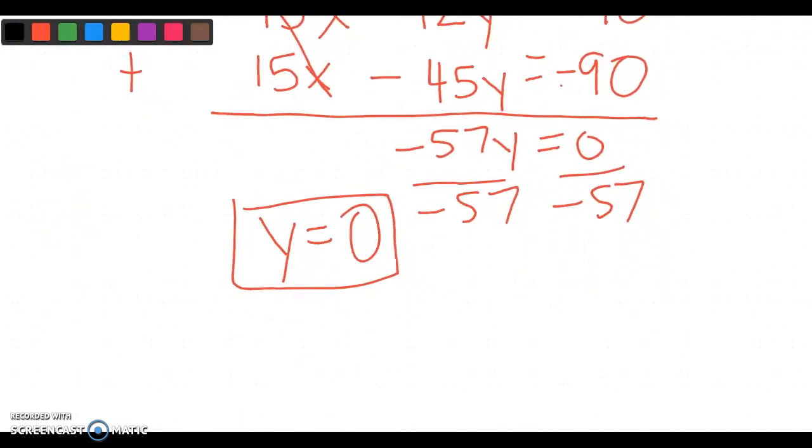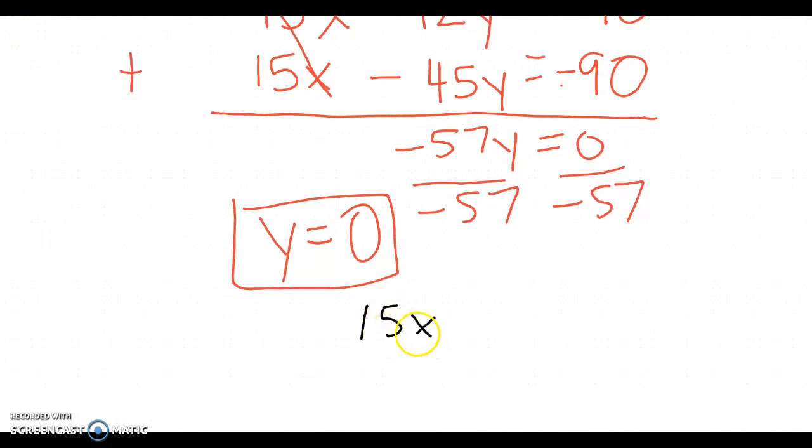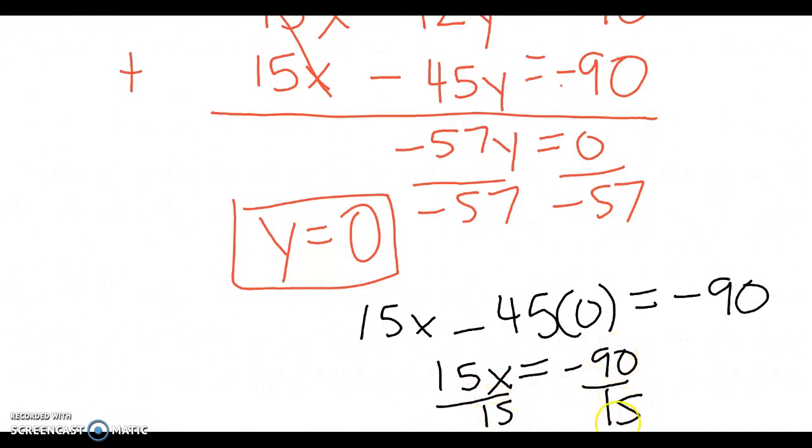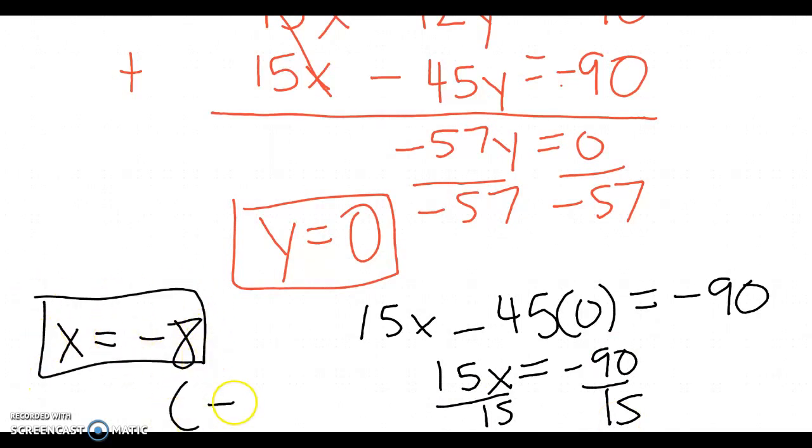And then we got one answer, so I have to get a second answer. I'll just take that bottom equation this time, since it doesn't matter which equation I use. So we'll do 15x minus 45 times 0 equals -90. Well, -45 times 0 goes away, so you get 15x is equal to -90. Divide both sides by 15, and I should get that x is equal to -8. And again, we can write this as -8, 0.